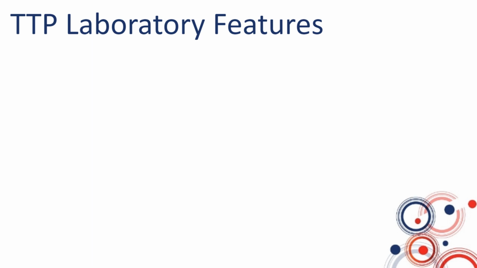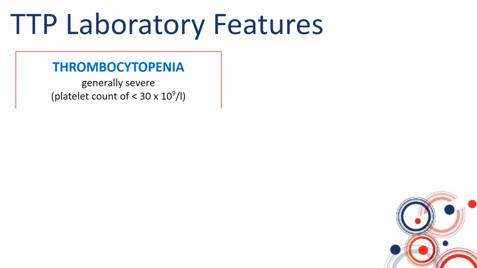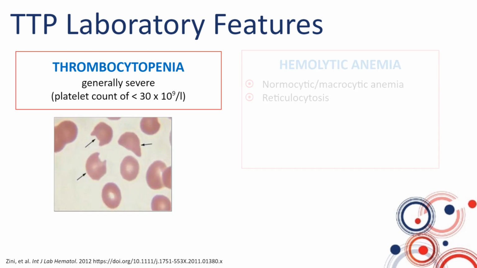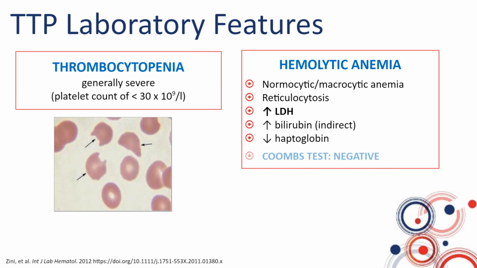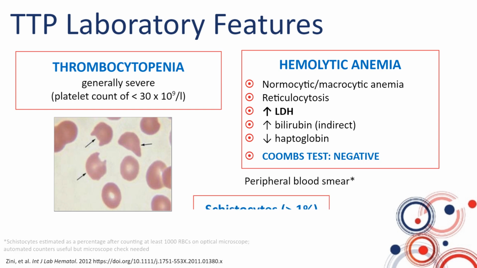We need, as we said, to confirm thrombocytopenia, and the level of platelet count could change, and usually it is less than 20,000-30,000 when the patient has a first episode of TTP. And this picture should be associated with hemolytic anemia, increased LDH, indirect bilirubin, consumption of haptoglobin, and also we have to make sure that the Coombs test is negative. It's important to have a look at the peripheral blood smear and look for schistocytes, which are more than 1%.